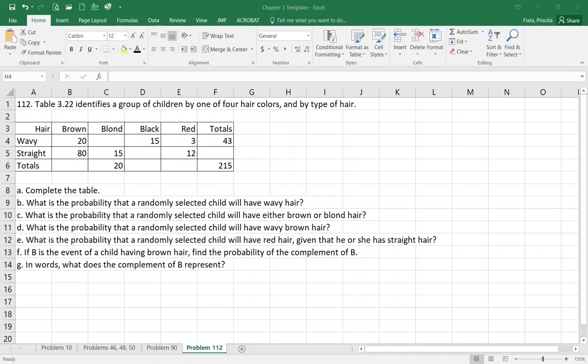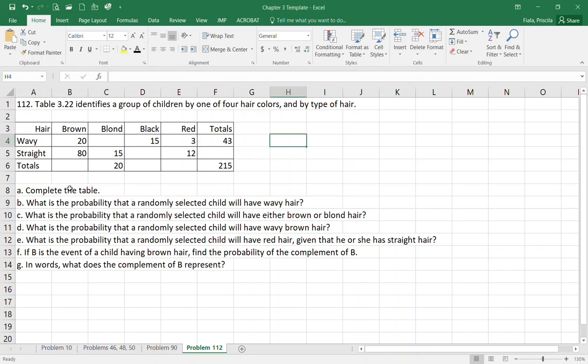I'm going to be talking right now about contingency tables, which somehow I find quite interesting. The problem gives you a table with some missing numbers: 20, 15, 3, 43, wavy, 80, 15, 12, straight, and then some totals. It says this table identifies a group of children by one of four hair colors and by type of hair. Wavy, straight, and colors brown, blonde, black, red. And here are the totals.